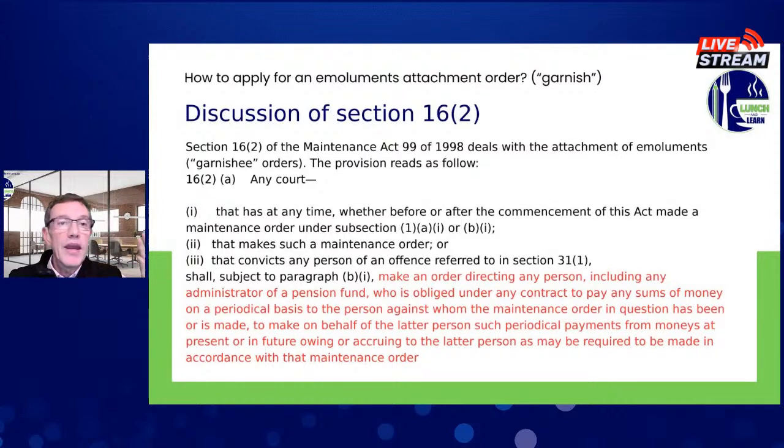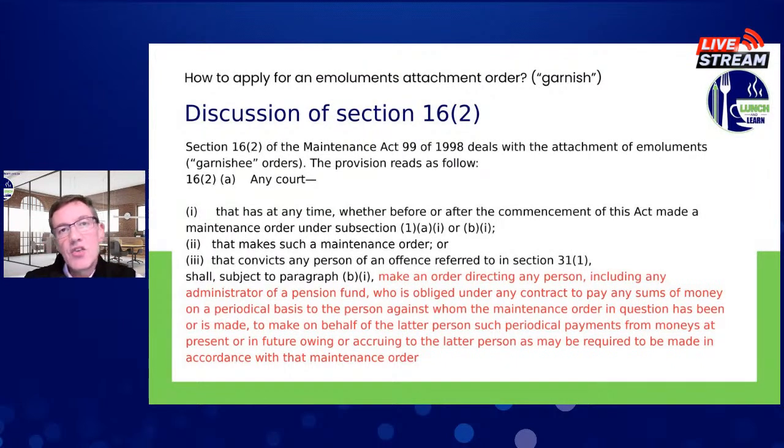That says a lot. That is a lot of big words, and it basically says that, you know what Section 16.2 says, that when the court makes a maintenance order or a person stands to be convicted of an offense in terms of Section 31 for not paying maintenance, then the court may at that stage direct either the pension fund or the employer to do periodical payments, monthly payments, in order to pay for that amount. So the court could make an order right at that stage.